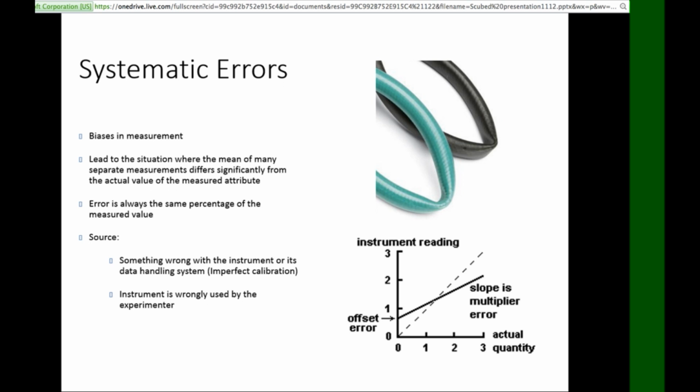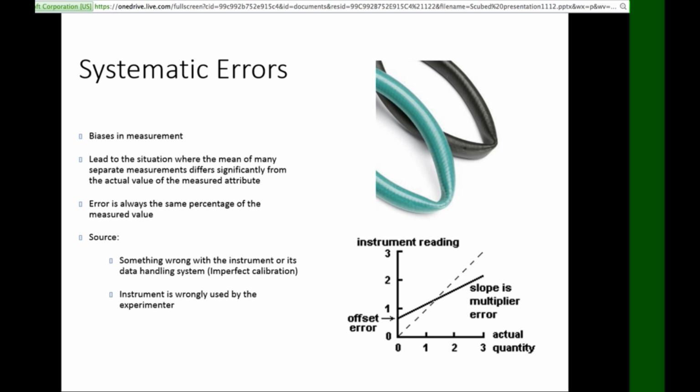Let's start with the difference between systematic errors and random errors. What are systematic errors? Systematic errors are biases in measurement, but they are biases in a predictable direction. For instance, if I have a micrometer screw gauge that gives me a reading of 1 millimeter when it should be reading 0, then my results will always be off by 1 millimeter. There will always be an extra 1 millimeter added on.